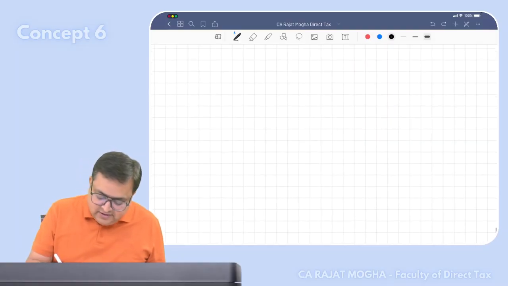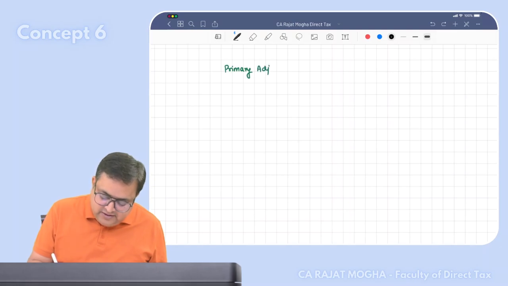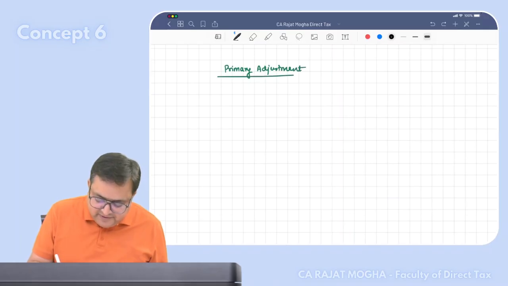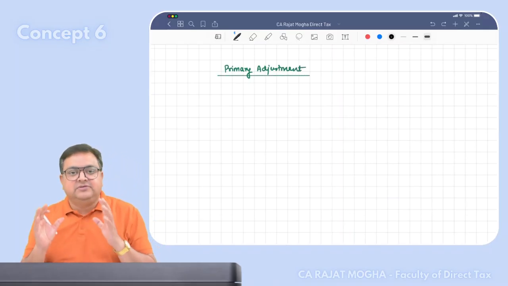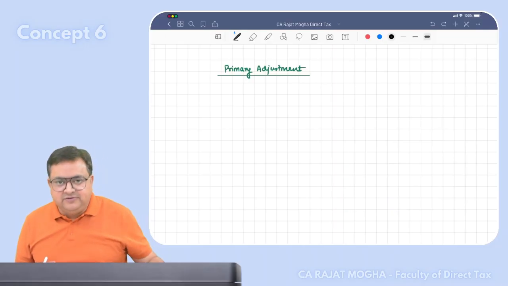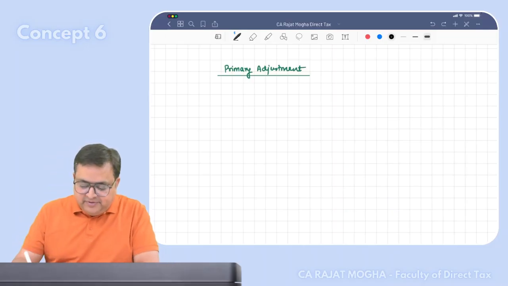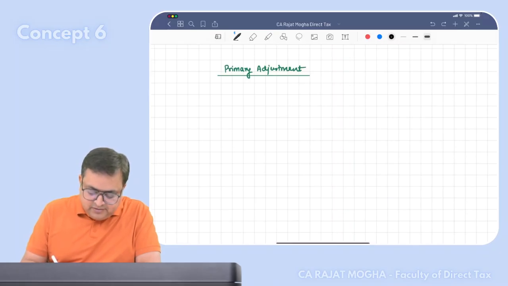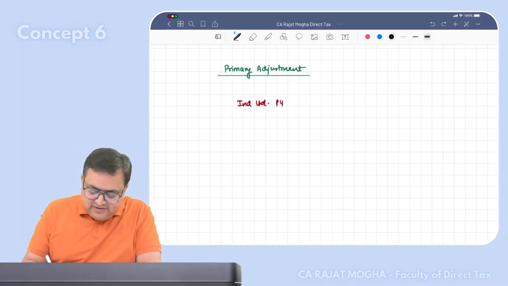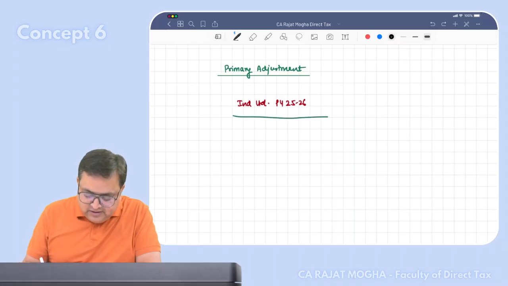the primary adjustment. See, it depends upon certain situations. It depends on certain situations when we make a primary adjustment, when our income would be increased. See, it happens. Let's say, for example, there is Ind Limited. I'm taking the same example, Ind Limited. Let's say for the previous year 25-26, they have shown in their P&L account that we have made a sale of 10 crore.